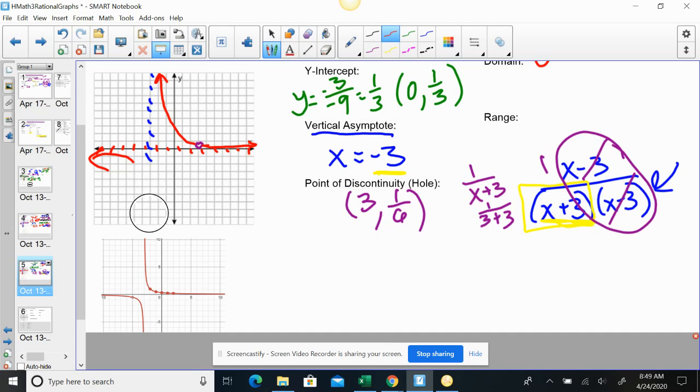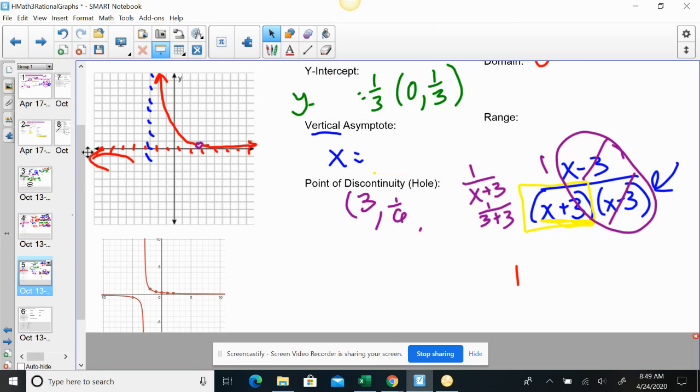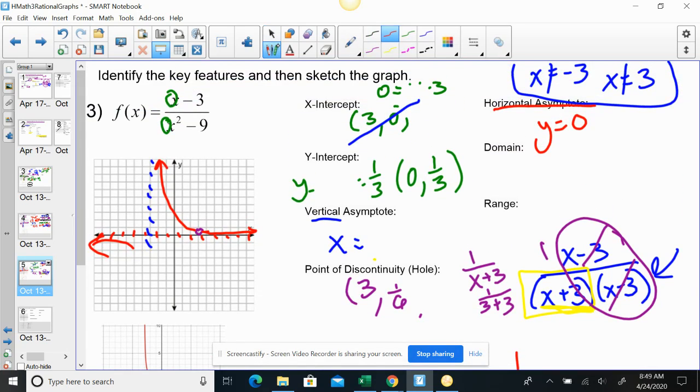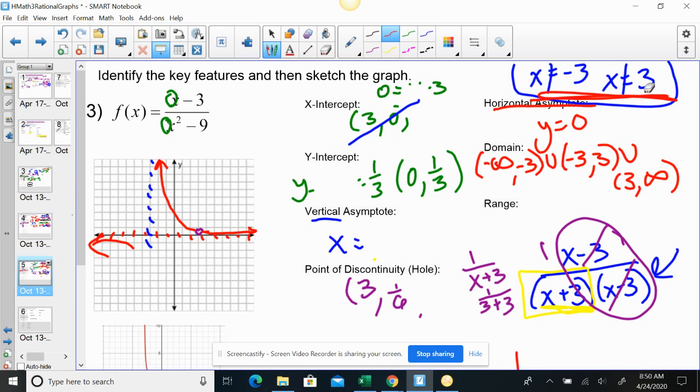And now let's talk about our domain. Oops, I lost that now. Good thing you can see it down there. All right, so your domain is going to be all real numbers except those restrictions. So I'm going to say negative infinity to -3, union -3 to 3, union 3 to infinity. I just can't have x equal to this. Y can be everything except for the horizontal asymptote, so your range is going to be negative infinity to 0, and then 0 to infinity.